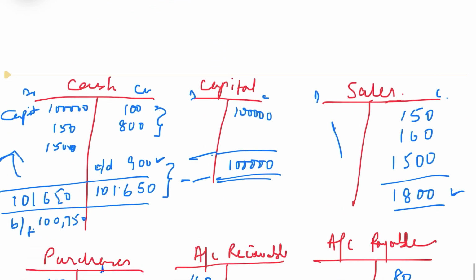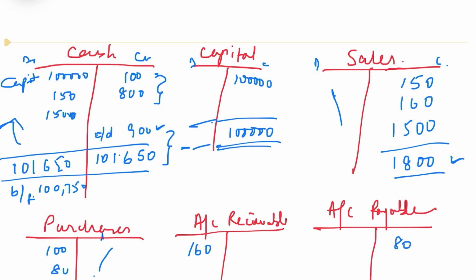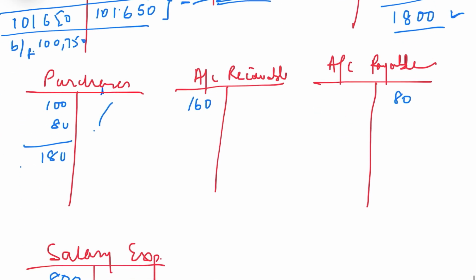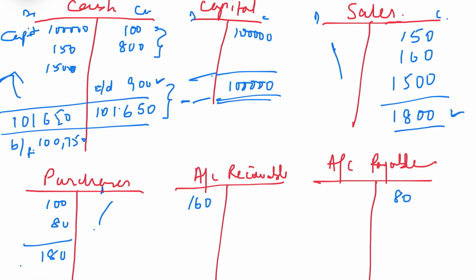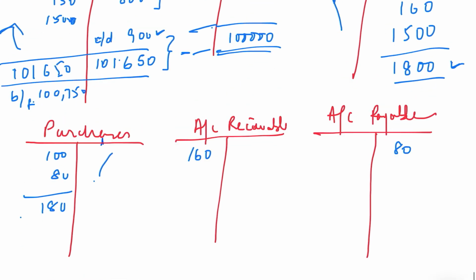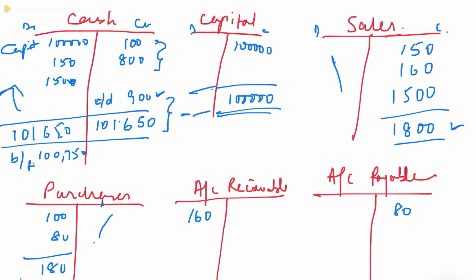Now as we know, we have recorded all the transactions, but there is nothing on the opposite side of capital, sales, accounts payable, purchases, receivables and the salary expense, so we don't need to worry about balancing them. But on the cash ledger you can see that there are amounts on the debit side and the credit side, and that's why we have to balance the amounts.